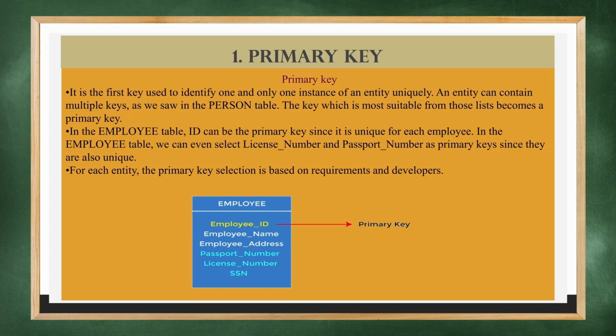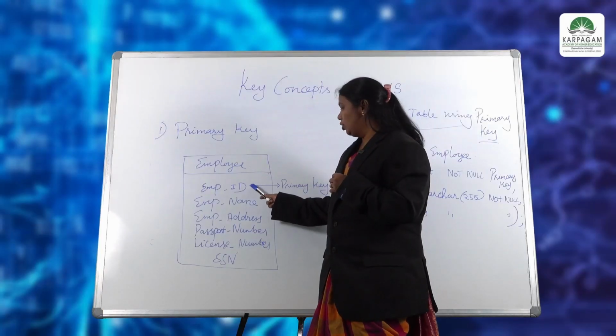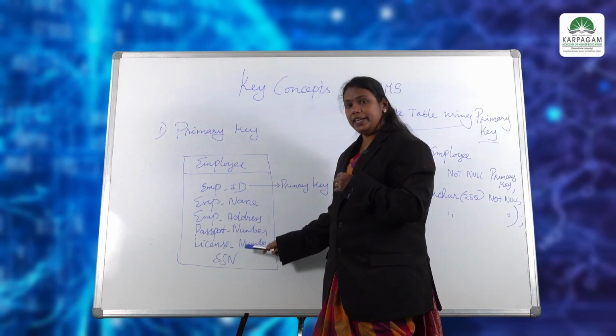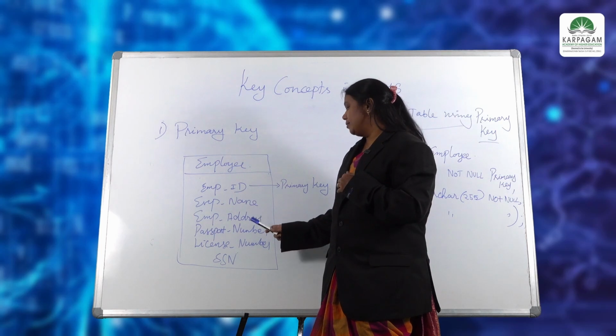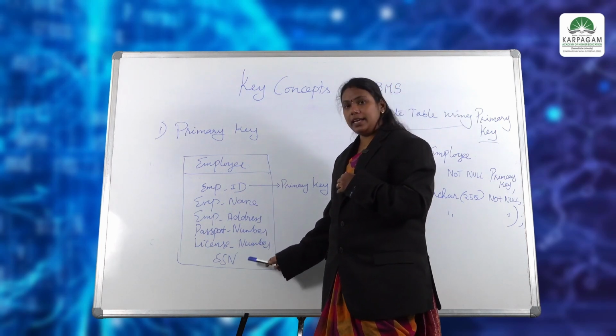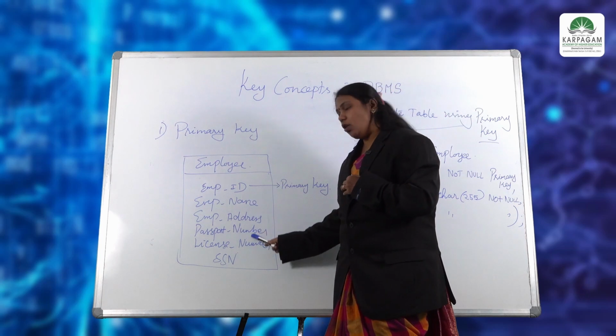Next we will see the concept of the primary key, and how we use it. This is the first key for representing a relationship between tables. First, how do we identify the primary key in a table? Consider an employee table. The employee table includes different kinds of fields: employee ID, employee name, employee address, passport number, license number, SSN and so on.